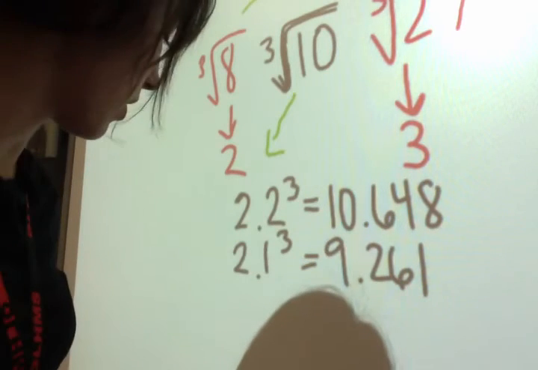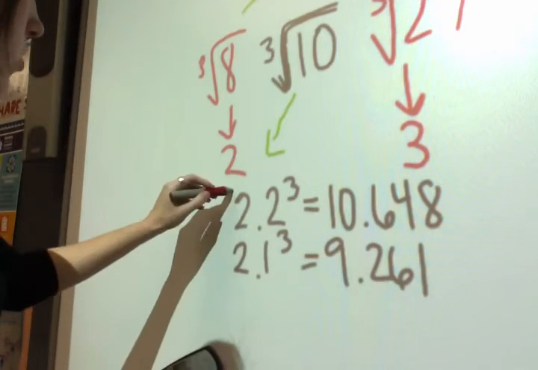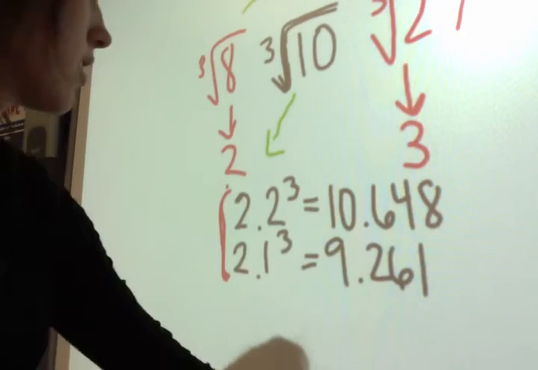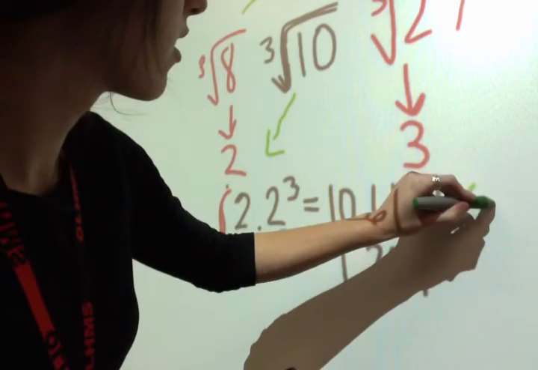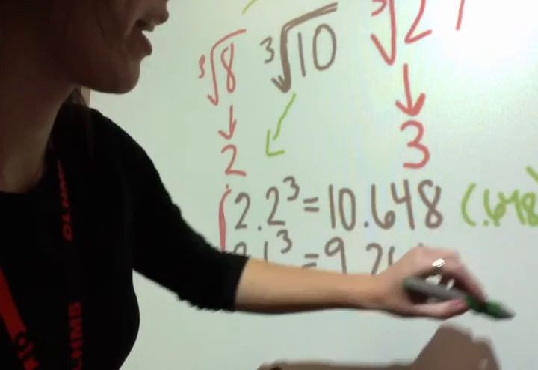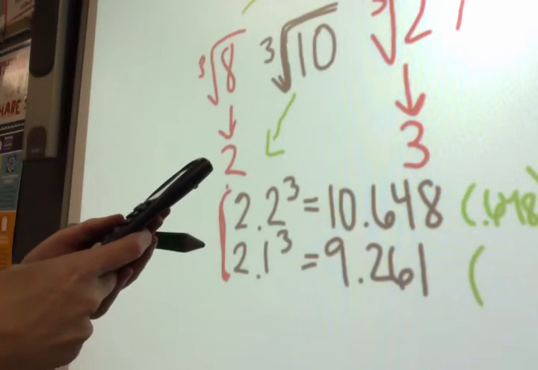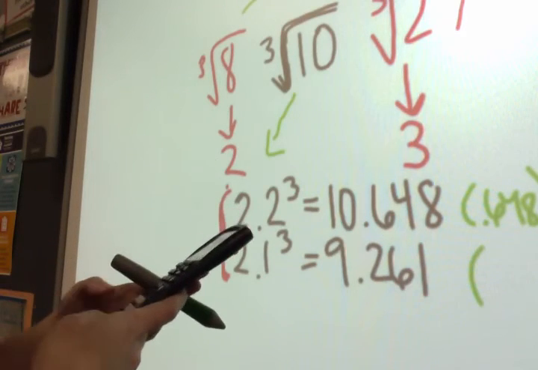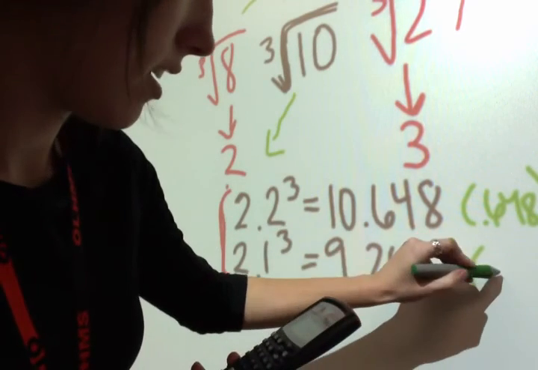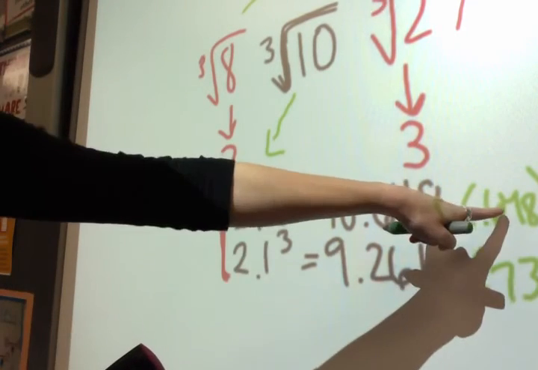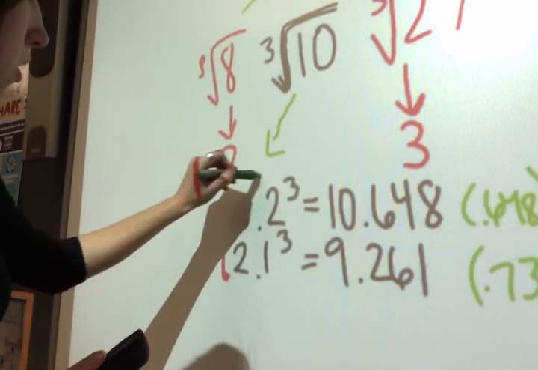Like we said, same process as before. Which one is it closer to? It's going to be one of these. So 10.648 is 0.648 away from 10. And 9.261 is 0.739 away from 10. So this is the closer one. It's not as far away, so I'm going to go with 2.2.